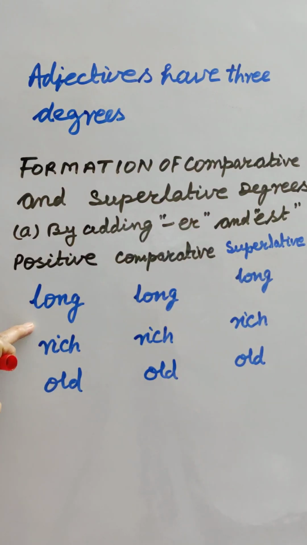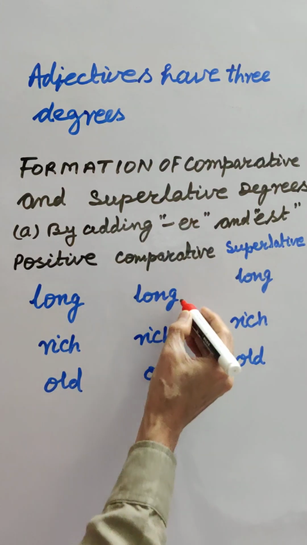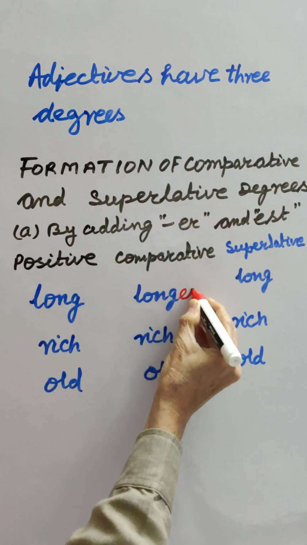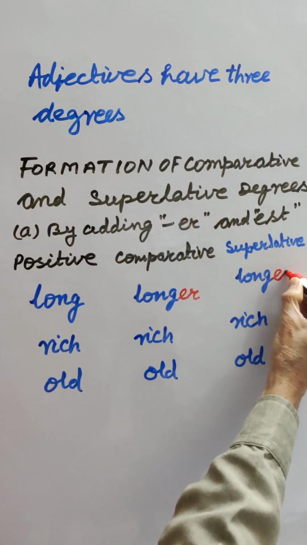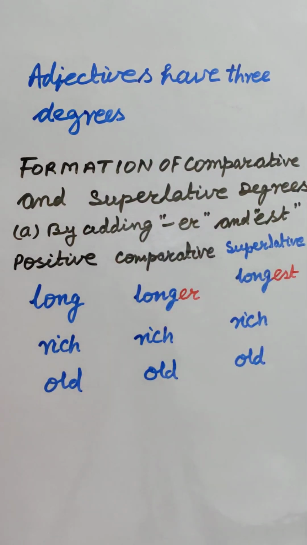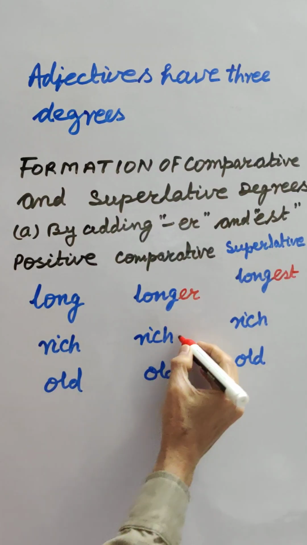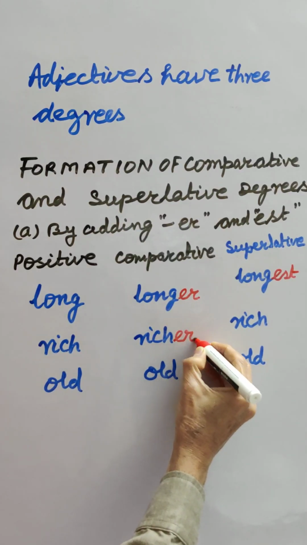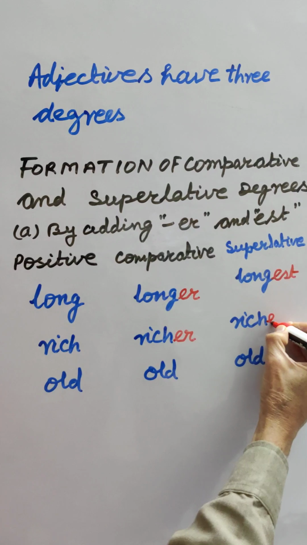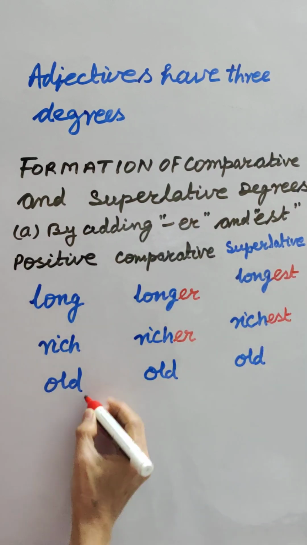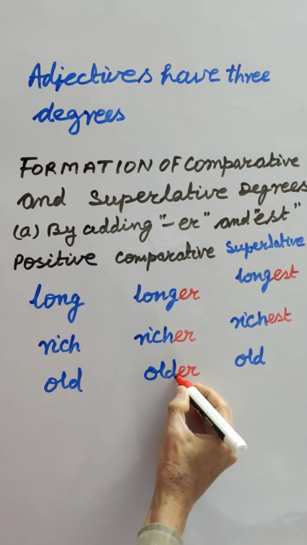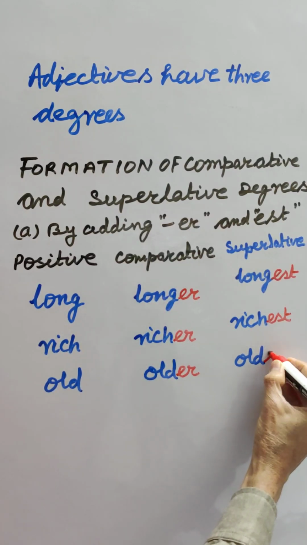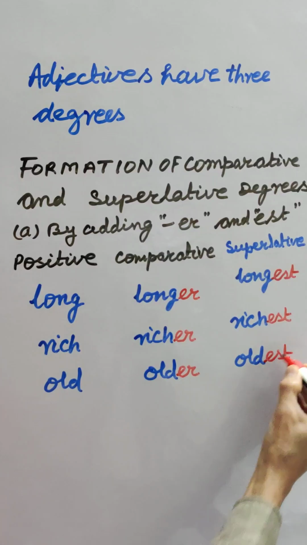So there is positive degree long, comparative will be longer, er is added, and in superlative est is added, longest. So as with rich, richer, er is comparative and richest is superlative. So as old, older, old is positive, older is comparative, and oldest is the superlative.